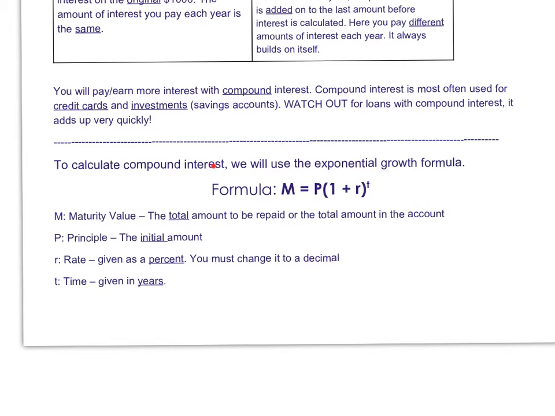So to calculate compound interest, we will use the exponential growth formula. So our formula is M equals P times (1 plus R) to the T power. This is like exponential functions that you've learned in algebra. So M is your maturity value, the total amount that gets repaid, or the total amount in the account. P is your principal, the initial amount. R is the rate, it's given in a percent, so again we have to change it to a decimal. And T is your time, given in years. So all the same stuff, just using a new formula.